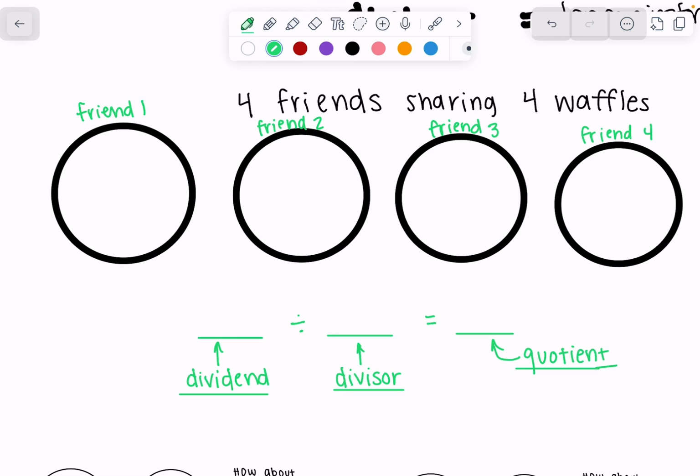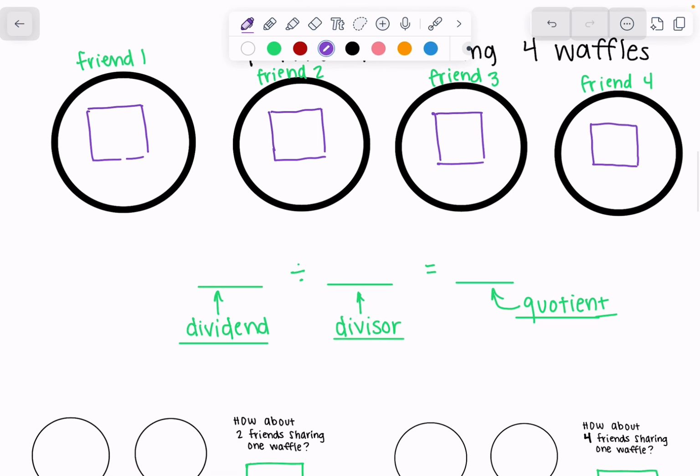Okay? And because you have your 4 friends and your 4 waffles are going to go within this model right here. So that's waffle 1, waffle 2, waffle 3, and waffle 4. So looking at your 4 friends sharing the 4 waffles, each friend is going to get 1 waffle each.